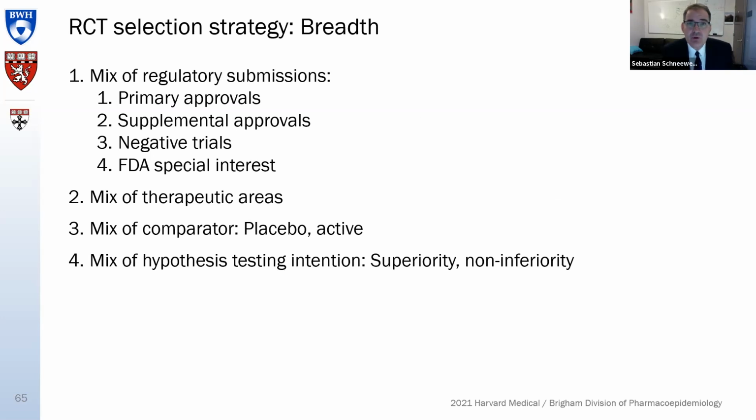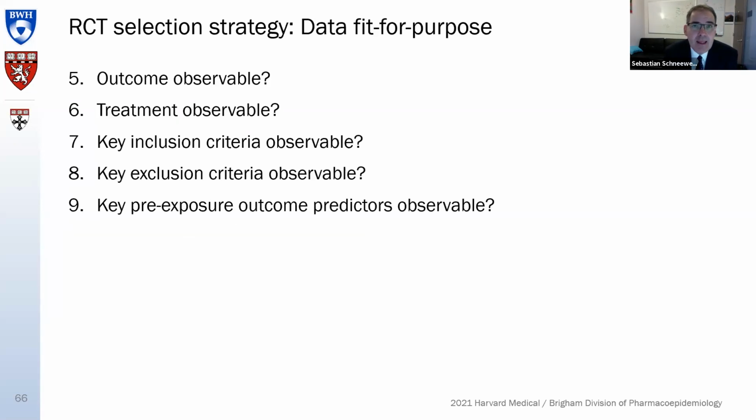The RCTs were identified by trying to reach a mix of the regular type of regulatory submission, primary approvals, supplemental approvals, negative trials that never made it to the FDA or were rejected by the FDA, and several studies that were provided by colleagues from the FDA that were of special interest. We wanted to have a mix of therapeutic areas. We wanted to have a mix of comparators, placebo comparators versus active comparators in the randomized trials. We wanted to have a mix of the hypothesis testing intention, superiority testing versus non-inferiority.